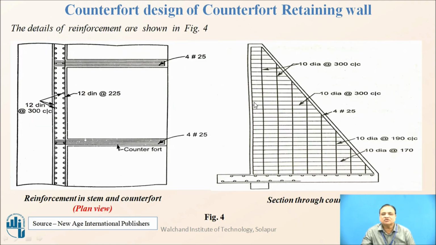Now this is the reinforcement provided. So these are the vertical stirrups, 10 mm diameter, 300 center to center, and these are the horizontal stirrups, 10 mm diameter, 190 center to center. And here you will get 4 bars of 20 mm diameter, that means along this particular inclined face. This is your main steel, and this is in plan, and this is the elevation. So this is how we have to design the counterfort of a counterfort retaining wall.